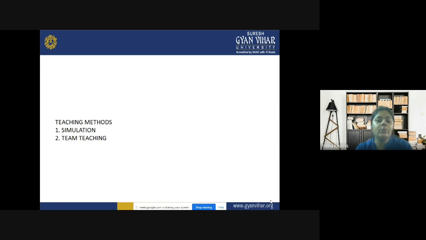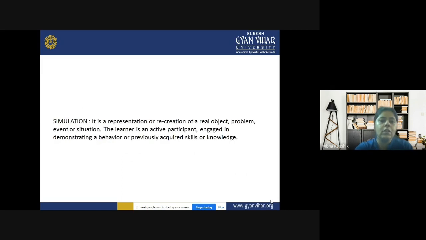Teaching methods: simulations and team teaching. Simulation is a representation or recreation of a real object, problem, event, or situation. The learner is an active participant, meaning the learner is actively involved in it. They engage in demonstration, the purpose of which is to show behavior or previously acquired skills or knowledge.